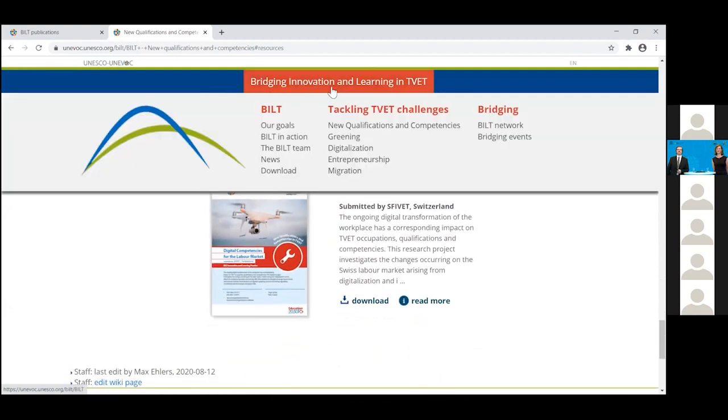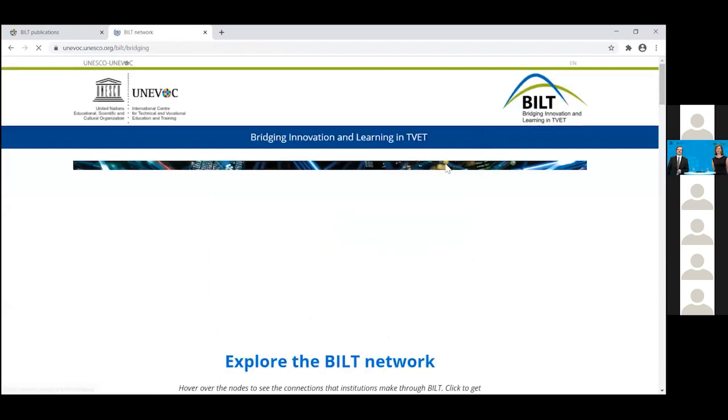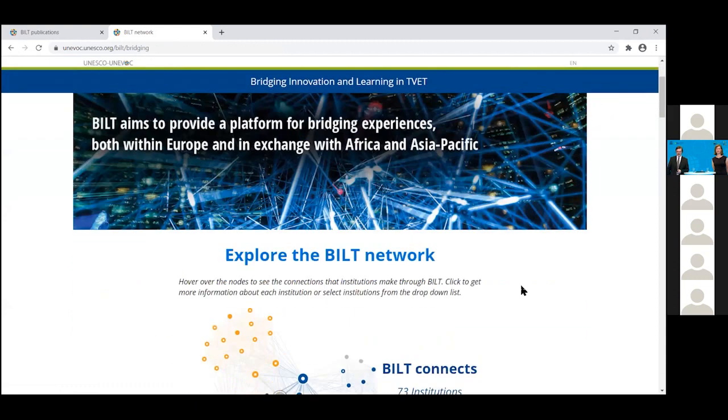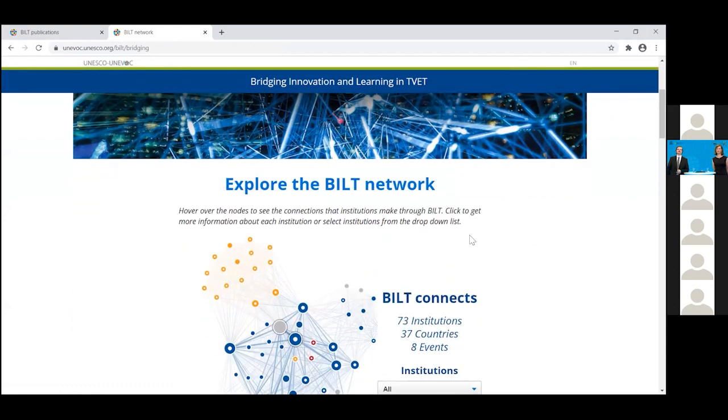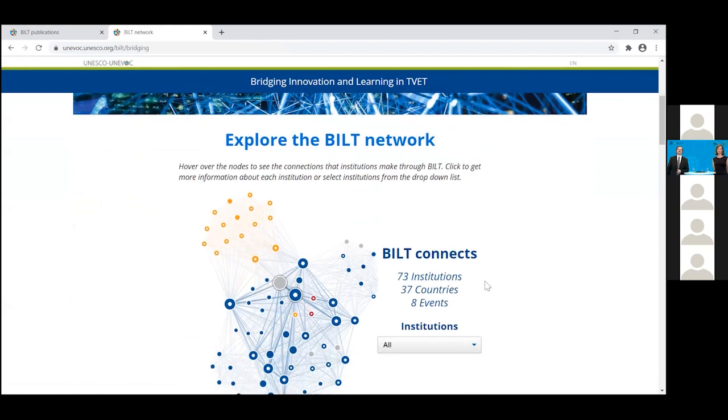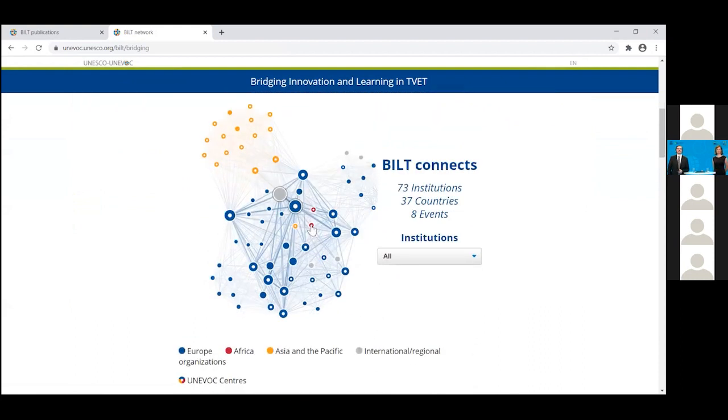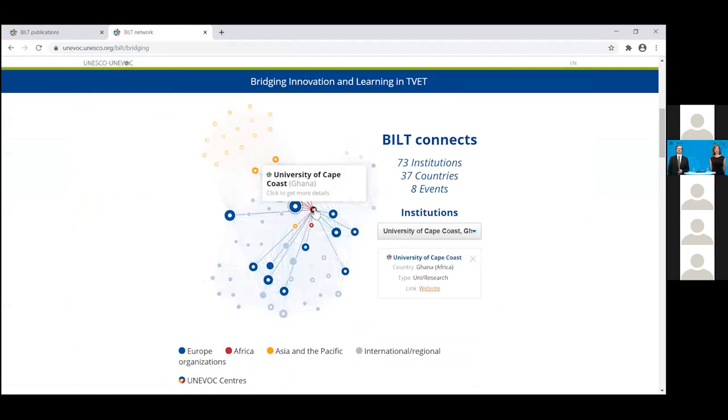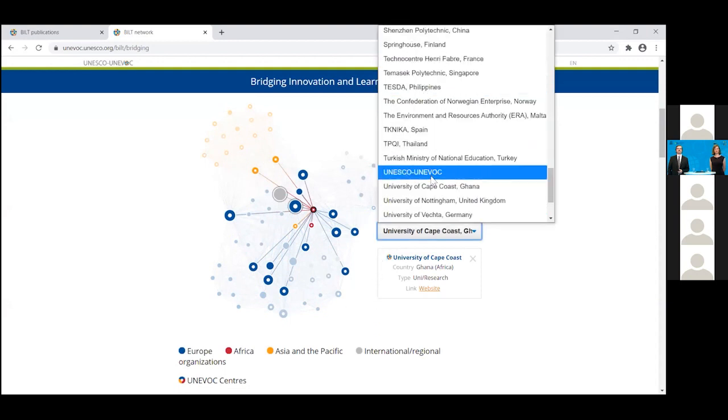So finally, the third section of our website is dedicated to our bridging component. Here we invite you to explore the BILT network. So for now, BILT connected 73 institutions in 37 countries through 8 international events. So you can hover over the network to see the connections that the institutions made through BILT, or click to get more information about each institution, and you can also use a drop-down list.